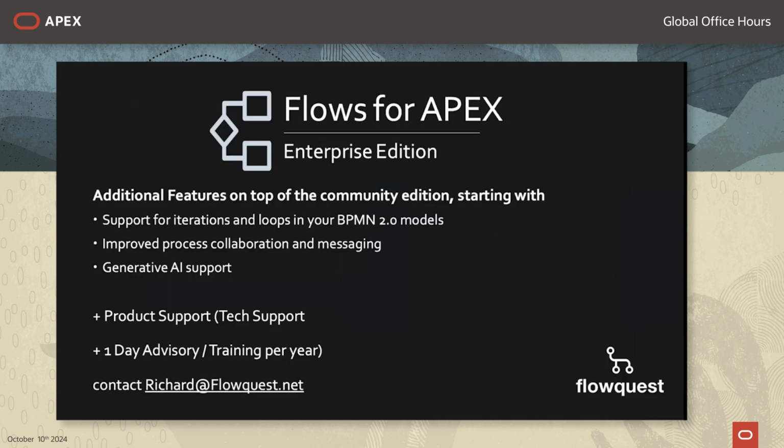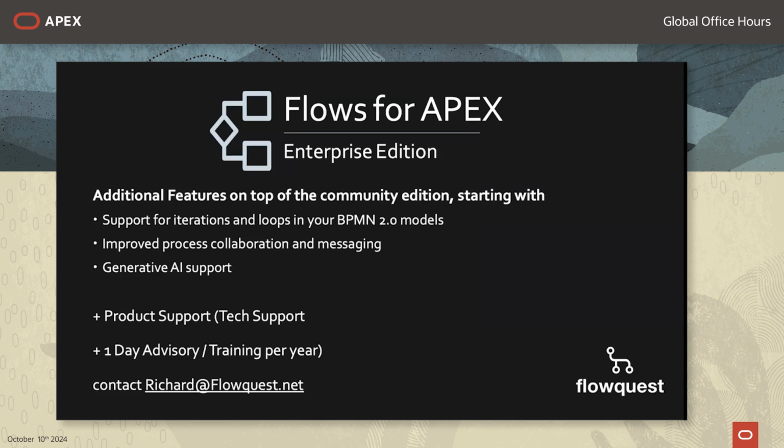So to summarize, the Enterprise Edition is going to be a feature from now onwards. The first additional features we're adding in the Enterprise Edition are support for iterations and loops, full implementation of message flow and process collaboration, and the generative AI support that I've shown you.